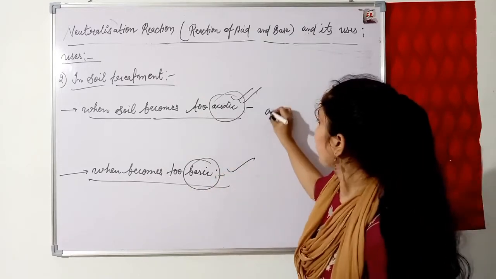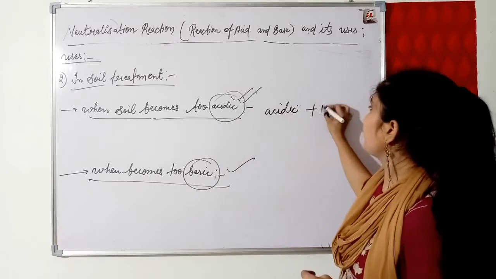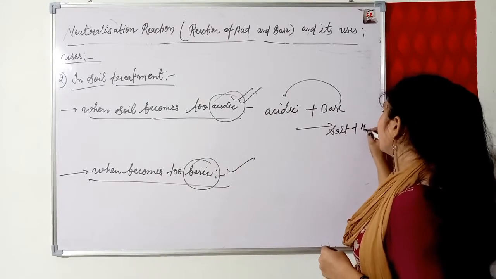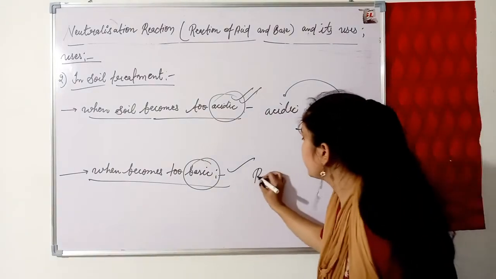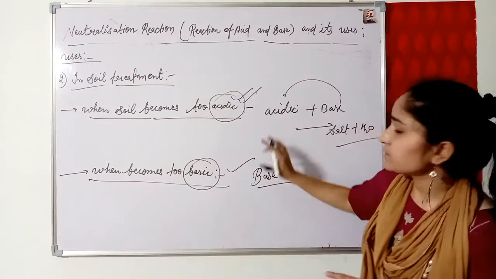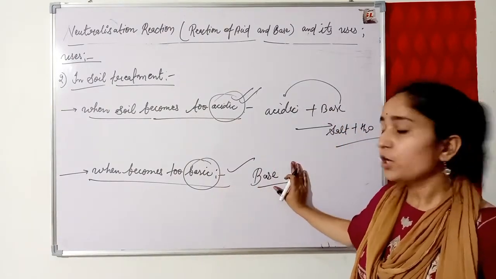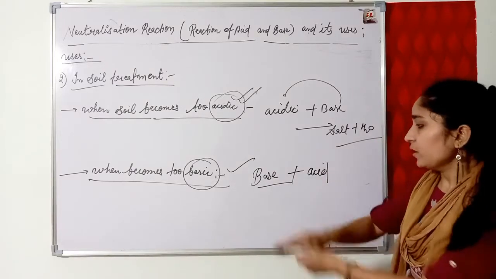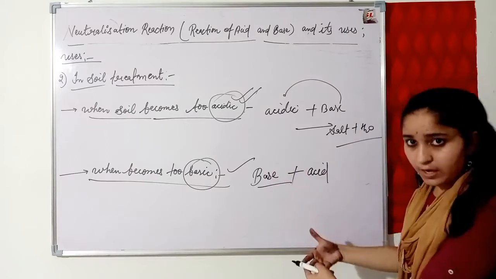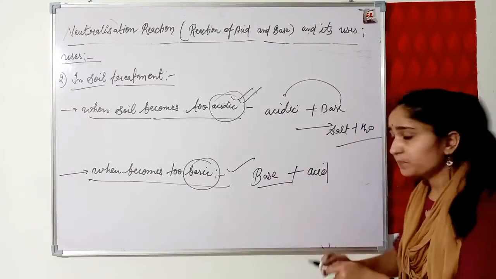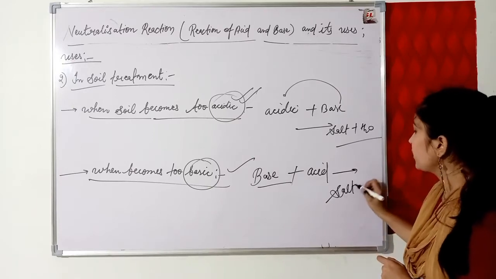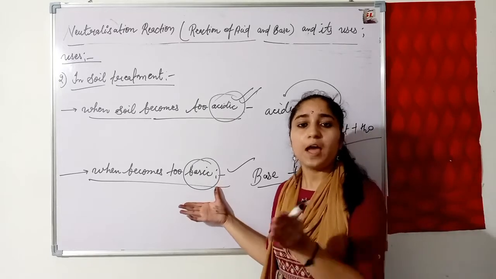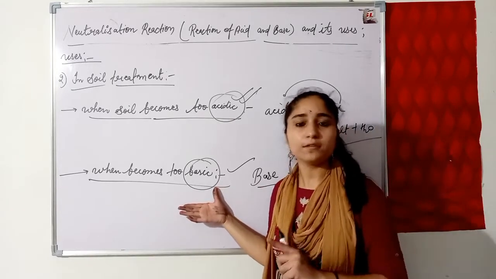So first, when soil is too acidic, we add base to neutralize this effect, and then salt and water are formed. And when soil is too basic, it means that bases are present in the soil. To neutralize this effect, we need to add some acid to the soil. So both base and acid react with each other and neutralize the effect of each other, and the products will be salt and water. After this, the soil will have the capability to grow plants in a better way.